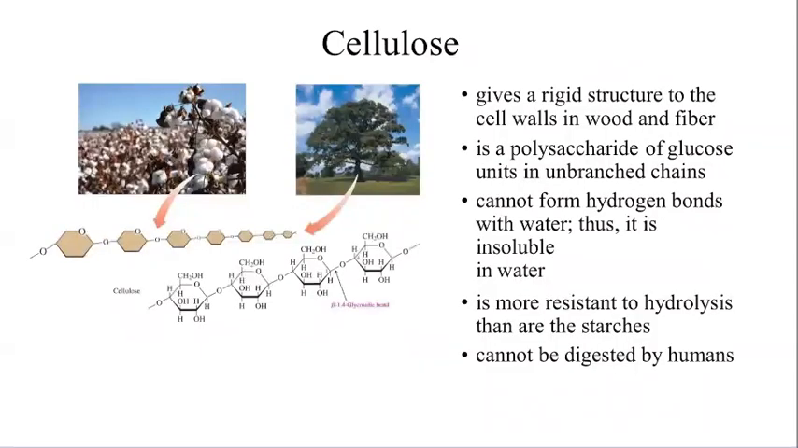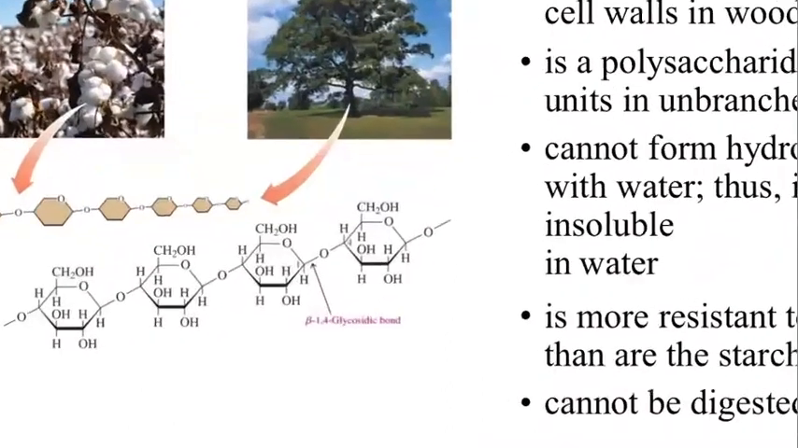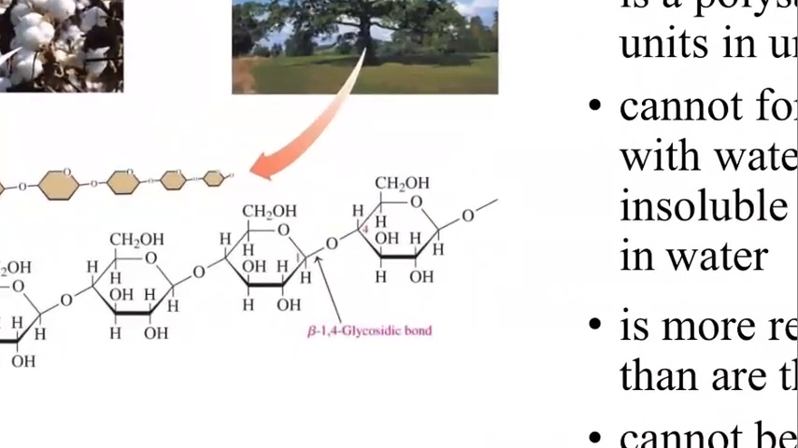The last polysaccharide that we're going to talk about is cellulose. Cellulose is what gives the rigid structure to the cell walls in wood and in fiber. So whenever you're consuming fiber, what you're consuming is cellulose. Now, when it comes to this polysaccharide, it is important to note that in cellulose, we have beta-1,4 glycosidic bonds connecting the glucose molecules.